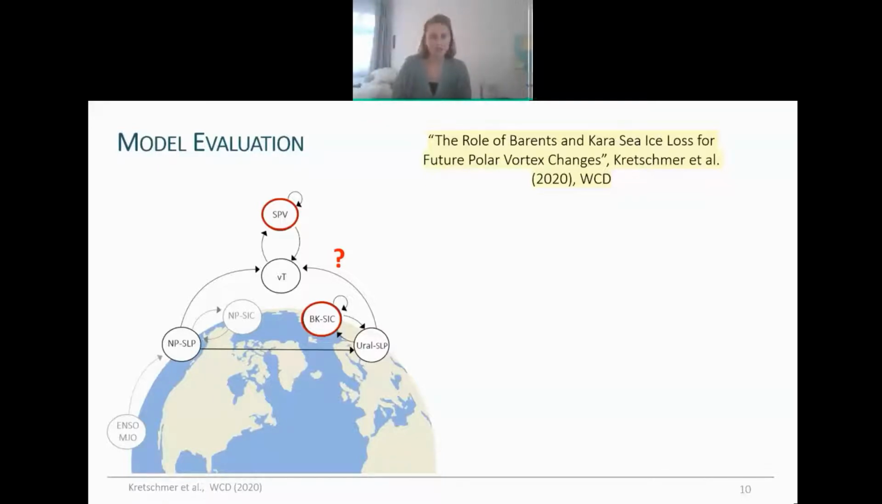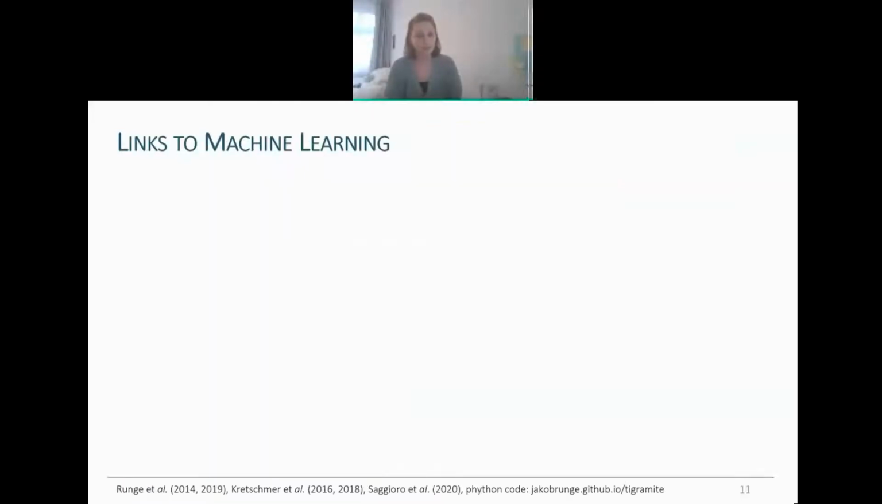tricky, and that we also have, since it's a coupled system, different feedbacks. And in this paper, autocorrelation also plays a role. We discuss how one can deal with these kinds of issues by using time lag data. And then I just very briefly want to give one slide to links to machine learning, because again, so far this was basically very simple regressions.